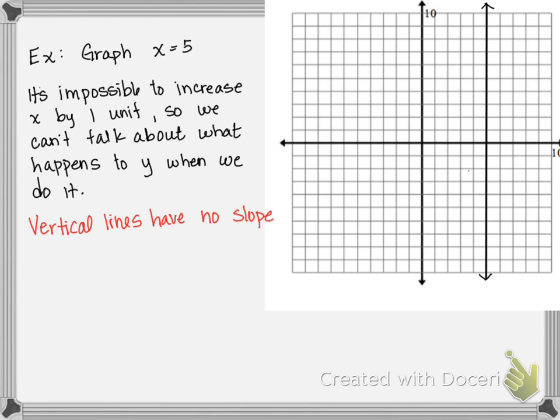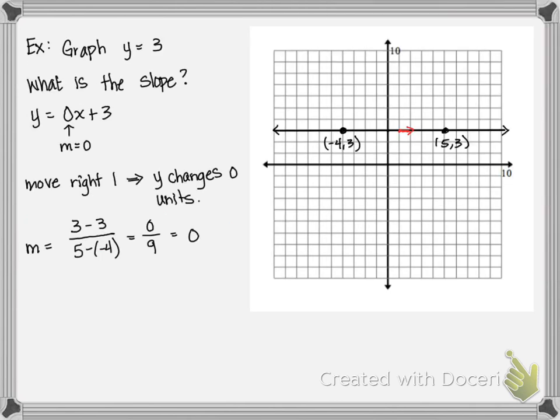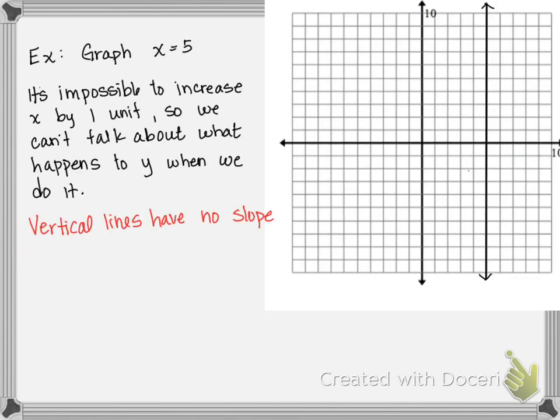Notice that's very different than having a slope of 0, because when we have a slope of 0, the premise of the question makes sense, right? We can move to the right 1 unit. We just reach the conclusion that y doesn't change when we do that, as opposed to not even being able to move to the right 1 unit, and so we can't talk about what happens to y. And so having no slope and having a slope of 0 are two different things, because 0 is actually a number. This is saying there's no numerical value that will define our slope in this case.